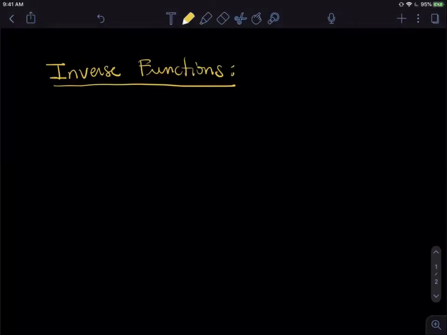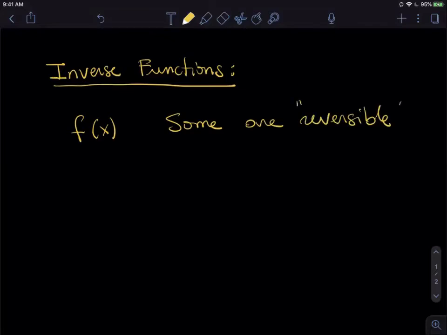Let us discuss in this video inverse functions. So what is an inverse function? If we are given a function f of x, some functions are reversible, but not all of them. Okay, but what does it mean, reversible?